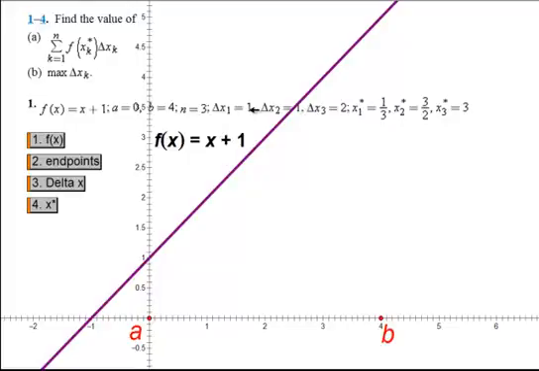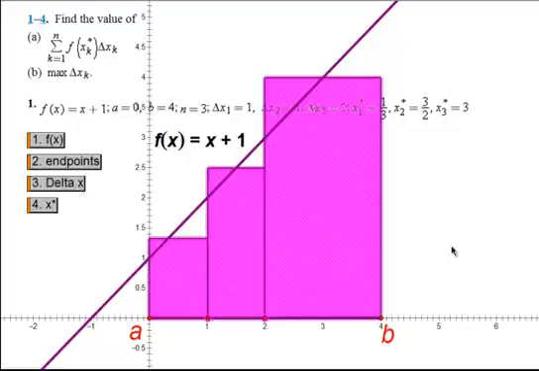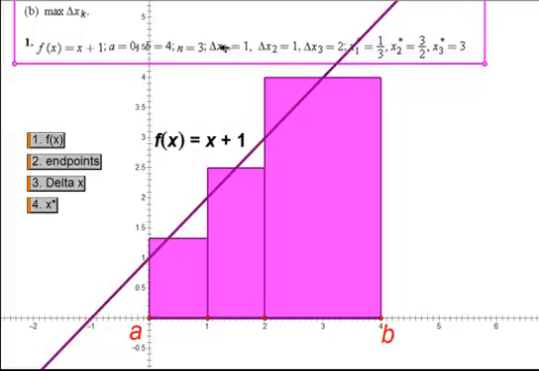So the first change in x is going to be 1. So the width of the first rectangle is 1. The width of the second rectangle is also 1. So the first one goes from 0 to 1. The second one goes from 1 to 2. Again, the width is going to be 1. And delta x3 is 2. That means the width of that rectangle is 2. So it goes from 2 to 4.